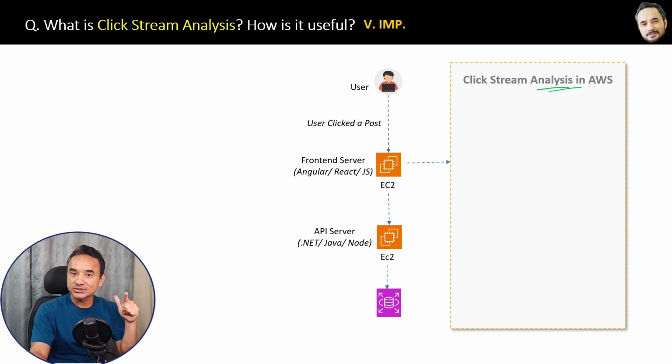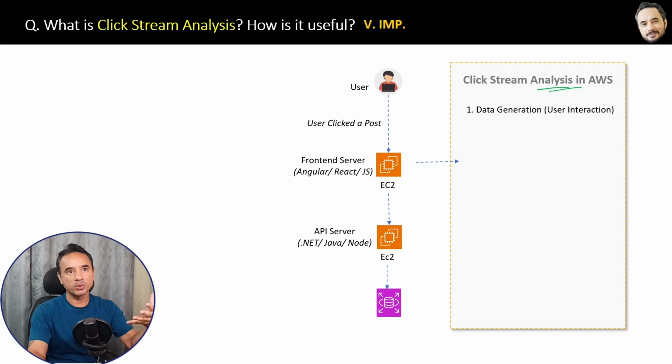Now inside click stream analysis there are 5 steps. First step is data generation, which is basically user interaction. Whatever you scroll, click, search as a user, all your actions are generating data. You clicked on some post, so some data is generated for analysis.